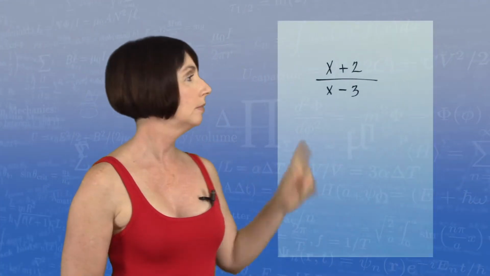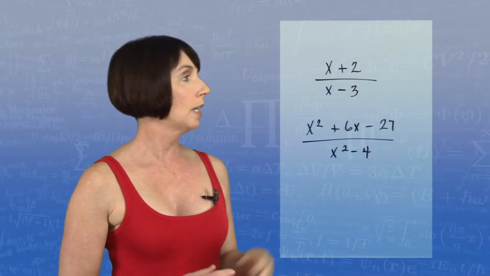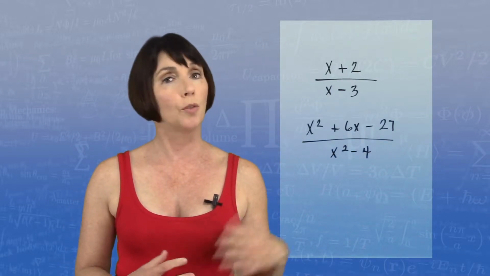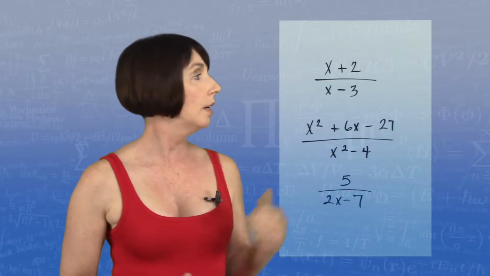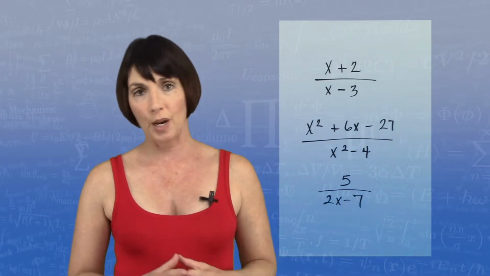Today, we're talking about rational expressions. A rational expression is a fraction with a polynomial in the numerator and the denominator. So for example, x plus 2 over x minus 3, or x squared plus 6x minus 27 over x squared minus 4, or 5 over 2x minus 7. These are all rational expressions.